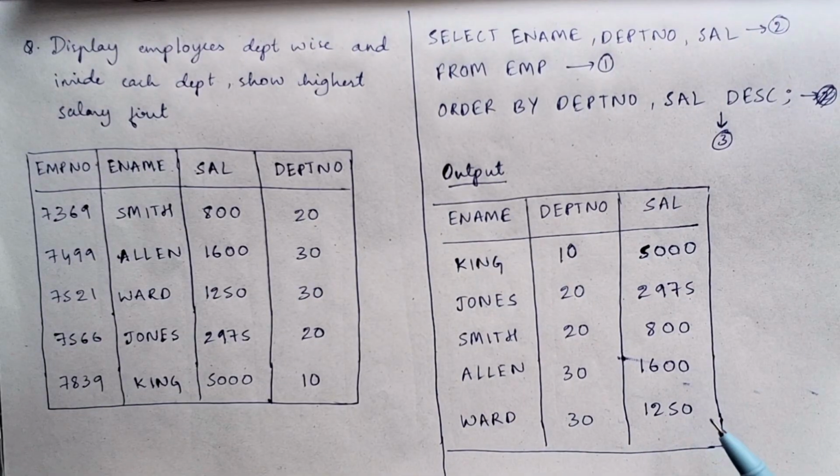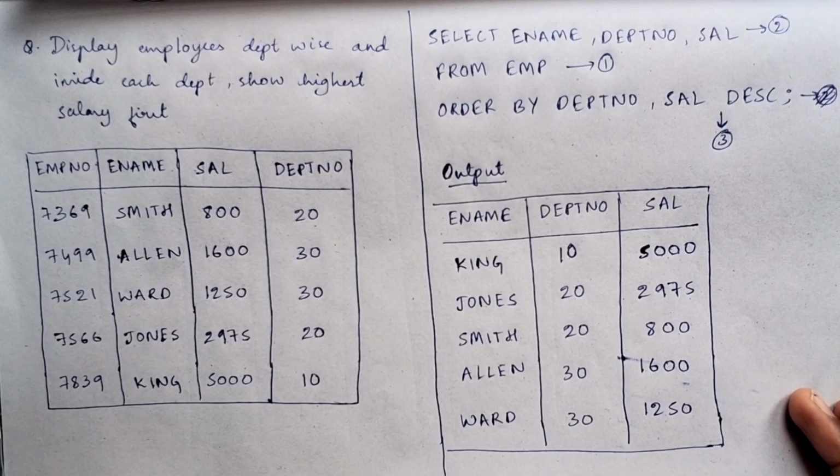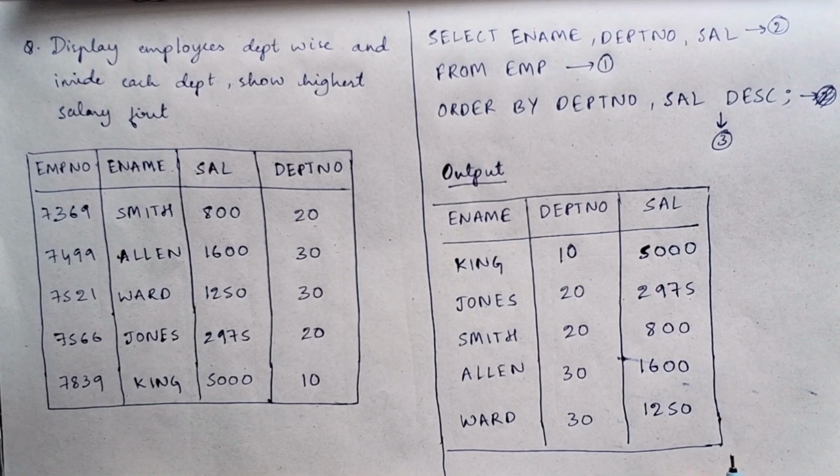So guys, that's all for this video on order by clause with examples and internal working. So now you understood clearly how sorting works, how SQL processes the query step by step, and why order by clause always execute at last.